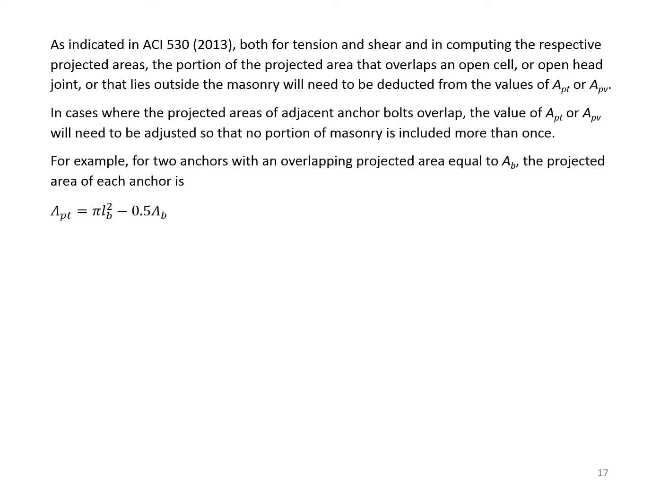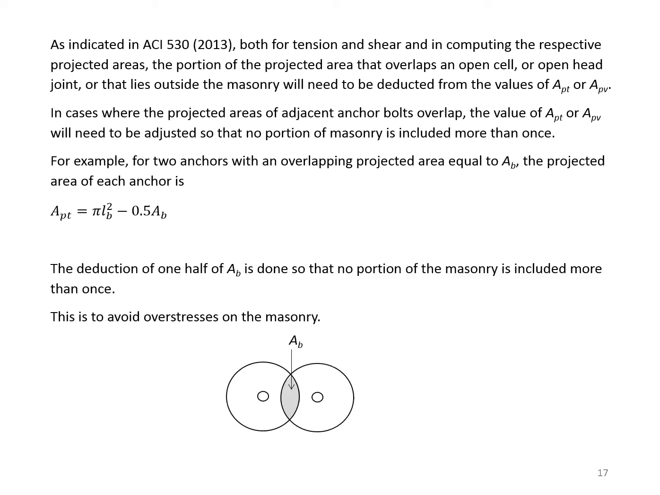For example, for two anchors with an overlapping projected area equal to A_B, the projected area of each anchor as shown in the figure is A_PT equal to pi L_B squared minus 1/2 of A_B. The deduction of 1/2 of A_B is done so that no portion of the masonry is included more than once. This is to avoid overstresses in the masonry.